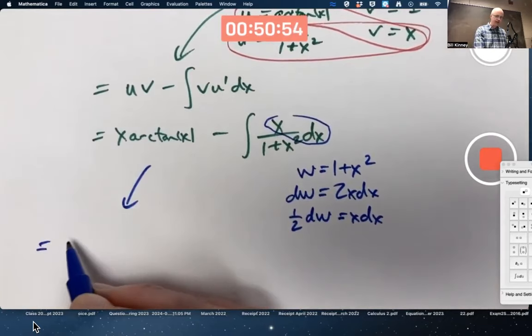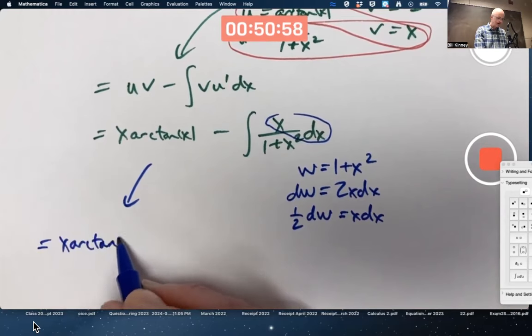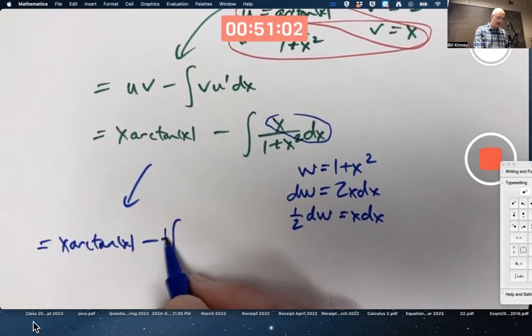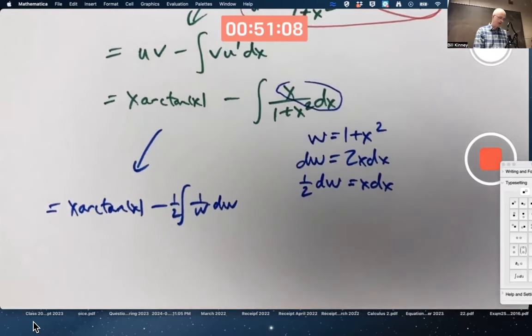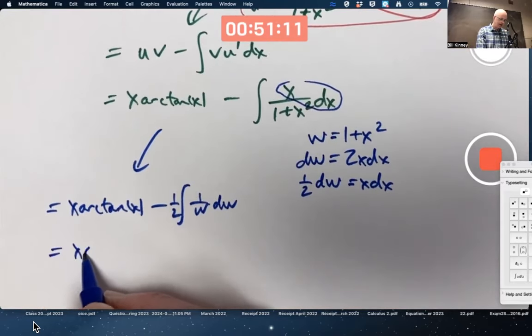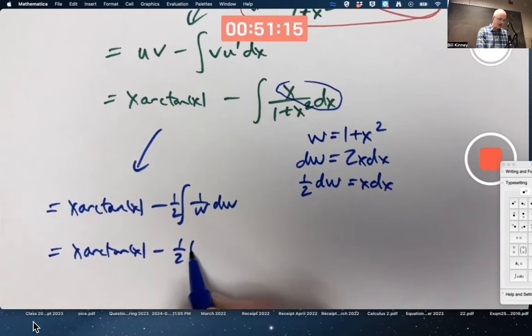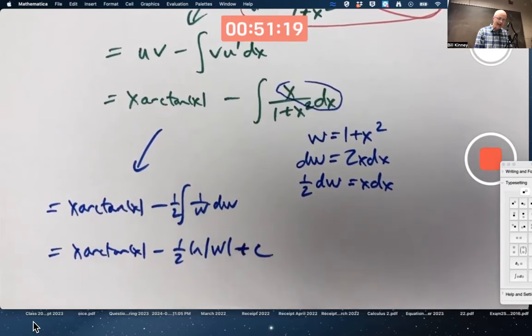So we get, don't forget the first part. If you forget that, it's wrong. x arctangent of x minus, in terms of w, it's going to be 1/2 in front of the integral, 1 over w dw. So we get x arctangent of x minus 1/2 natural log of the absolute value of w plus c. Not done, because we don't want any w's in the final answer.